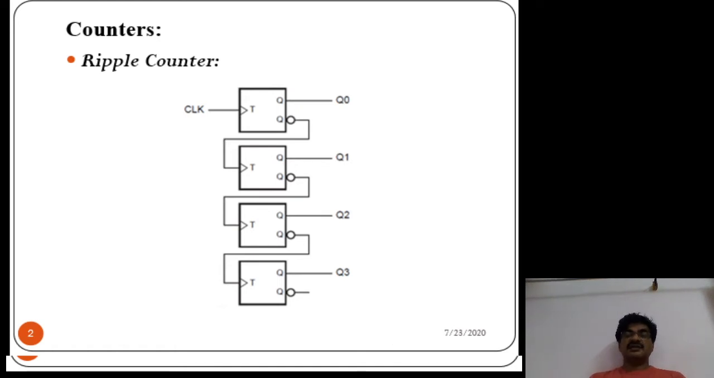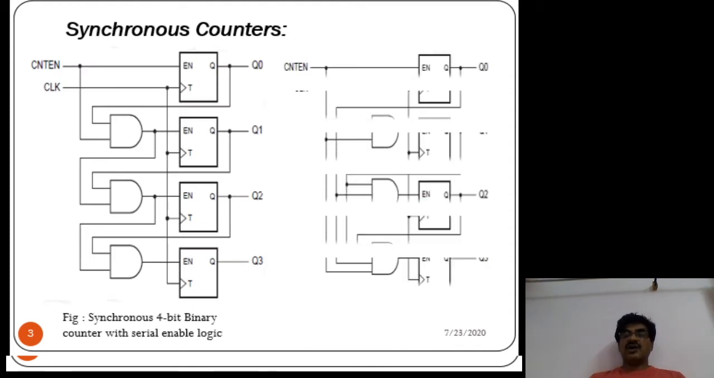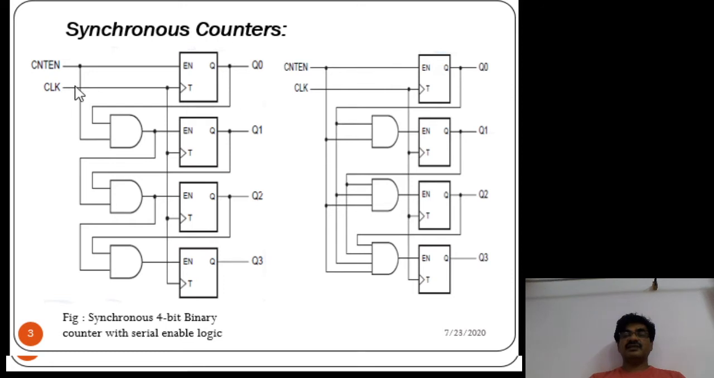Whereas in synchronous counters, let us see the structures. The clock signal is common for all the flip-flops. This is the clock signal and it is common for all the flip-flops, right? Again here two types of synchronous counters are there. One is the serial enable synchronous counter and another one is the parallel enable synchronous counter. The first structure is the serial enable synchronous counter, whereas the second one is the parallel enable synchronous counter. In addition to the clock signal, there is an enable signal to enable each and every flip-flop.